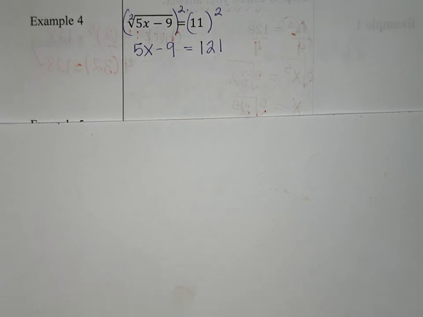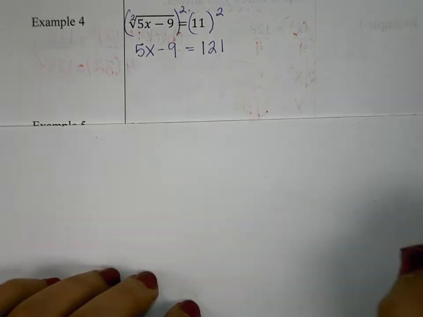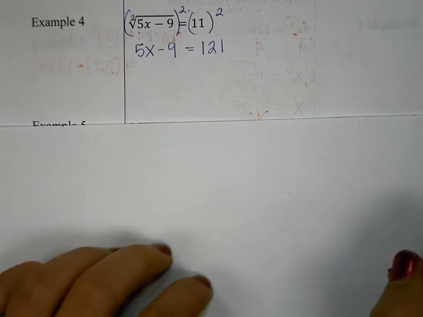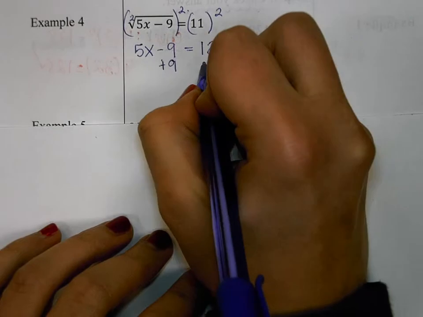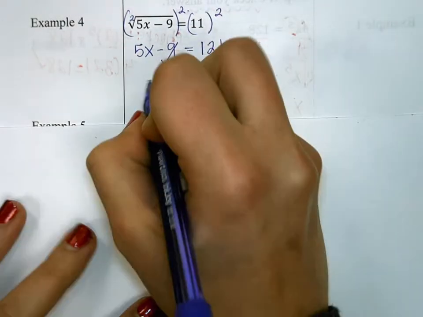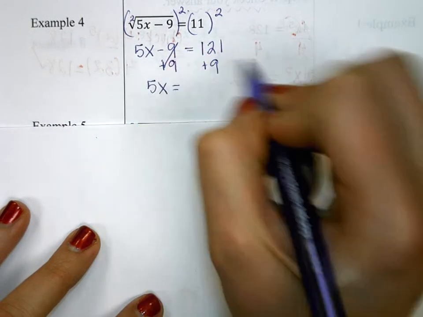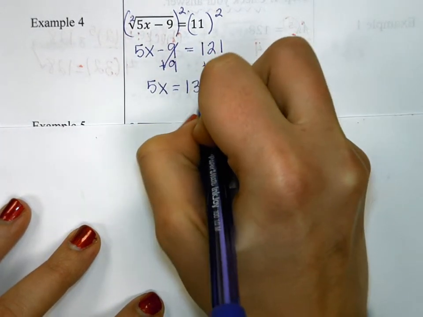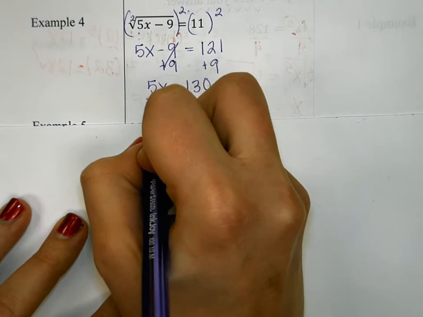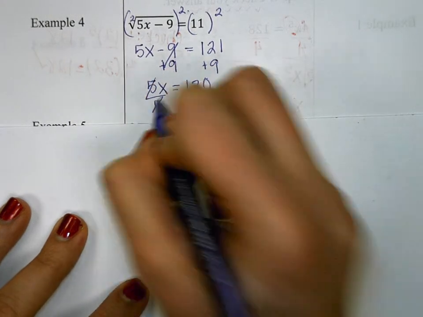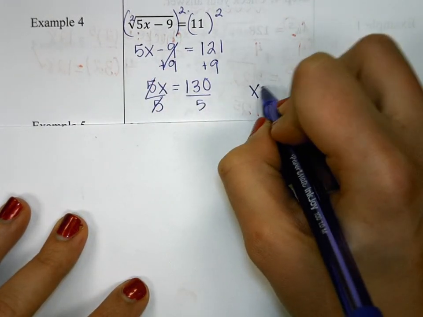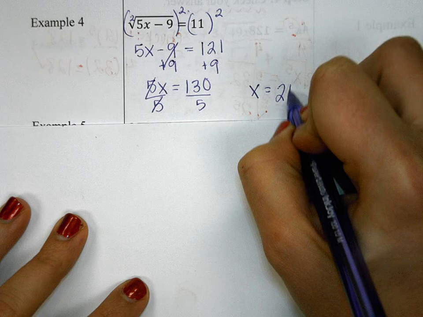Now solving should be pretty easy since we've been doing it all year long. You add 9 to both sides to get 5x equals 130 and divide both sides by 5. So you get x equals 26.